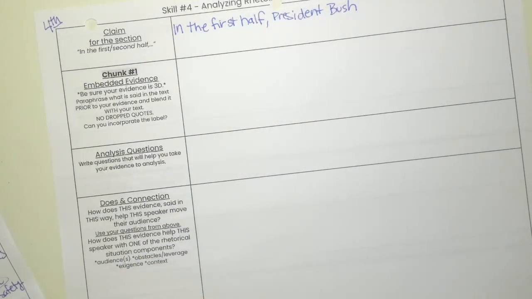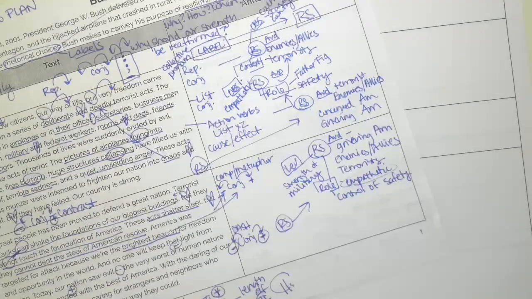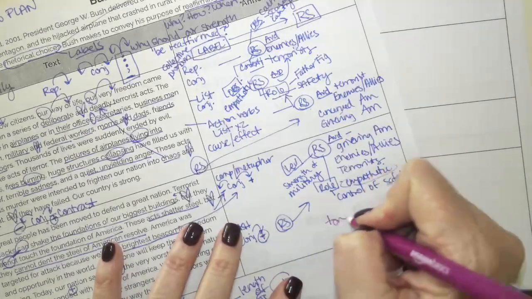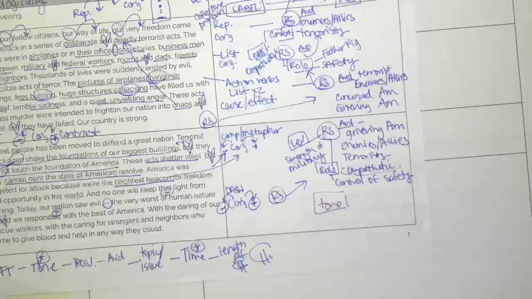Okay, so here's what I'm going to do. You have a tone list out on your yellow pages. So I am going to jot down some tone words that we're going to list, and I'm going to jot them down on this Bush example. You're welcome to jot down the words.